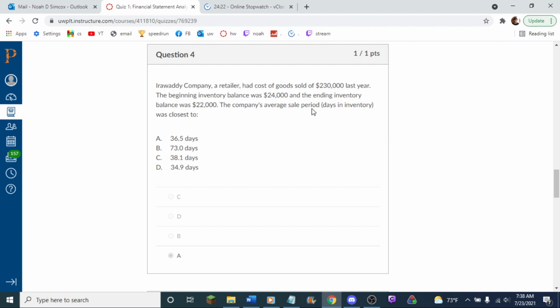Okay, so days in inventory. Guess what, dude? They have two different ratios. One of them is called days sales in inventory. One of them is called inventory turnover in days.